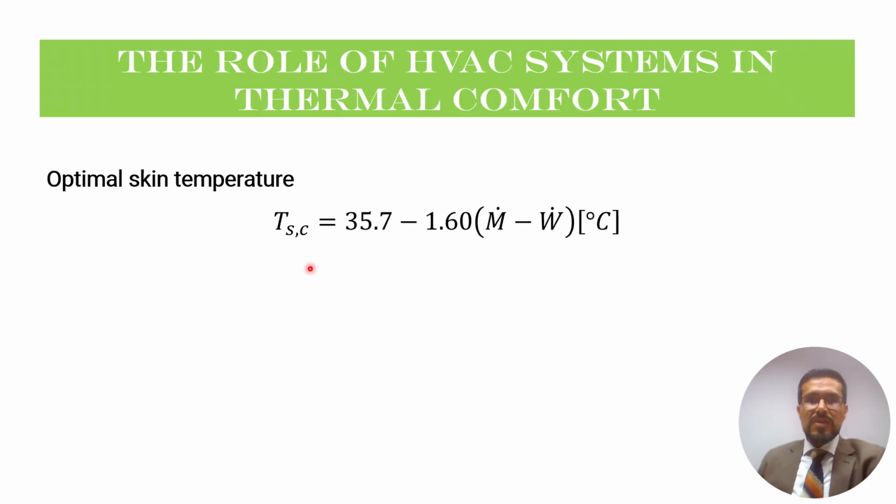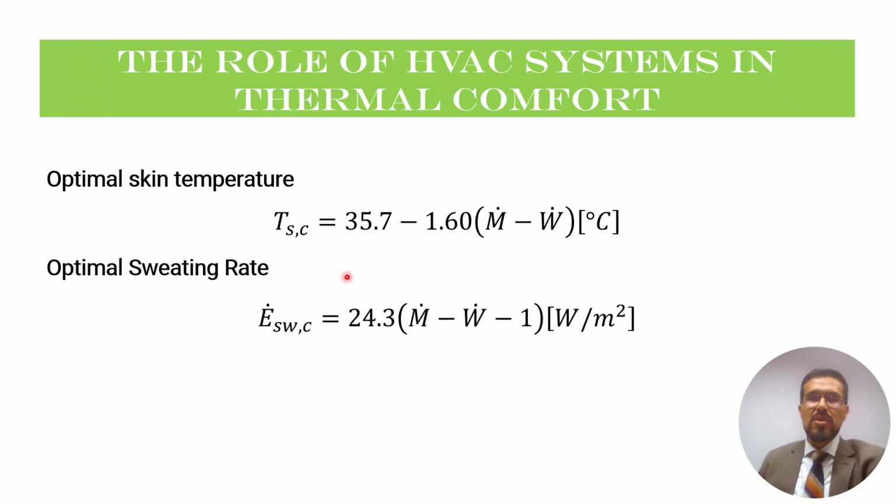For example, here for the optimal skin temperature, this relationship shows the temperature in relationship with the metabolic rate and the work that is done by a person. So here we see that the higher the metabolic rate, meaning the harder the activity that the person does, the lower the optimal skin temperature is going to be. So we are going to need colder indoor environments.